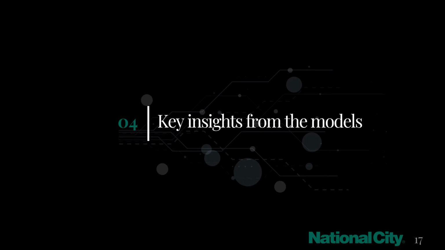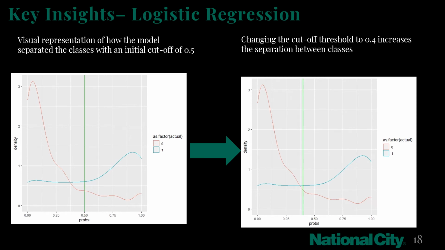So now let's look at some of the key insights that we got from the models. As I told you, I developed four different models. The first one was the logistic regression model. Once we developed the model, I did a visual representation of how the model separated the classes with the initial cutoff of 0.5. You'll see that the 0.5 cutoff was not really differentiating the classes. By changing the threshold to 0.4, I was able to get a better separation between the different classes. So for the model, I leveraged 0.4 as the cutoff to develop the model.